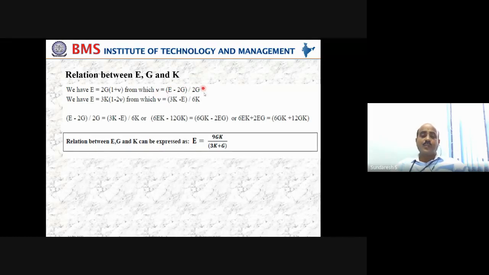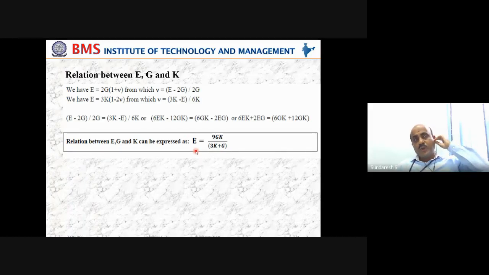Only the RHS portion will be equated, and we will express the relationship between E, G, K. After simplification, we will get E is equal to 9GK divided by 3K plus G. Please remember this expression. The relationship between E, G and K is E is equal to 9GK divided by 3K plus G.